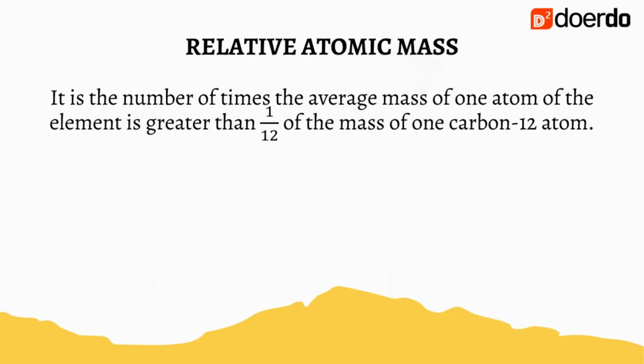The first definition is relative atomic mass. Relative atomic mass is defined as the number of times the average mass of one atom of an element is greater than 1/12 the mass of one atom of carbon-12, and it is defined by the symbol Ar. It is important to note here that relative atomic mass is relative, meaning it is not an absolute value. Relative means a comparison between the average mass of one atom to 1/12 the mass of one atom of carbon-12.